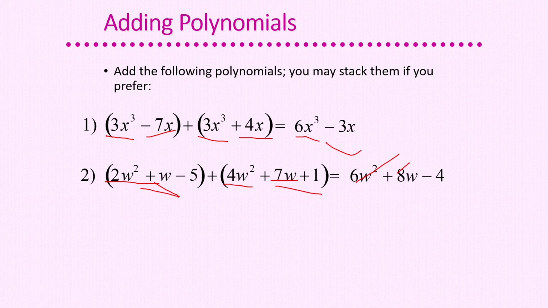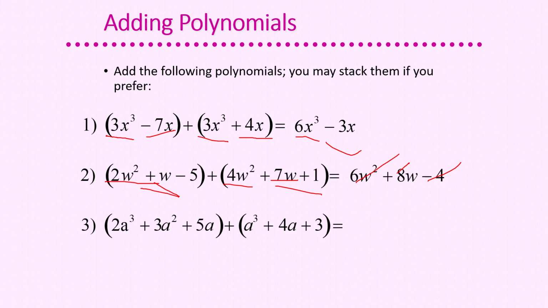And then negative 5 plus 1. So we subtract and copy the sign of the larger number. That's why we get negative 4. Okay, let's have another.